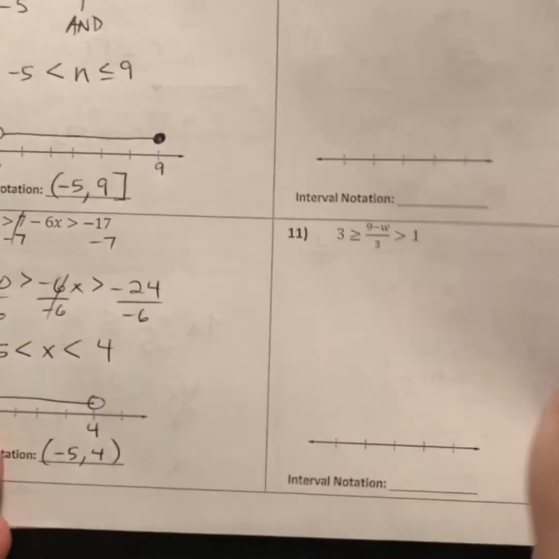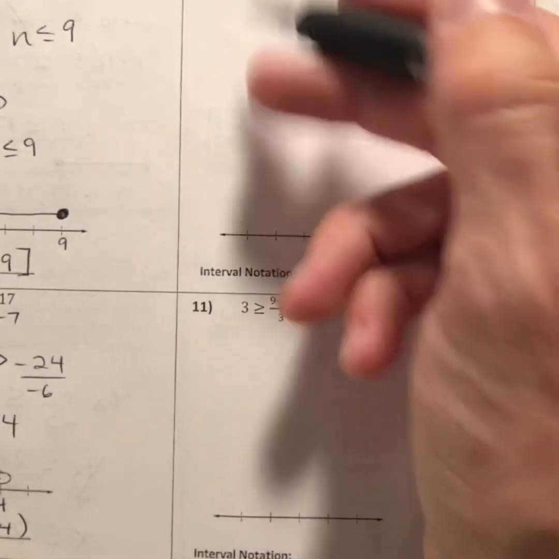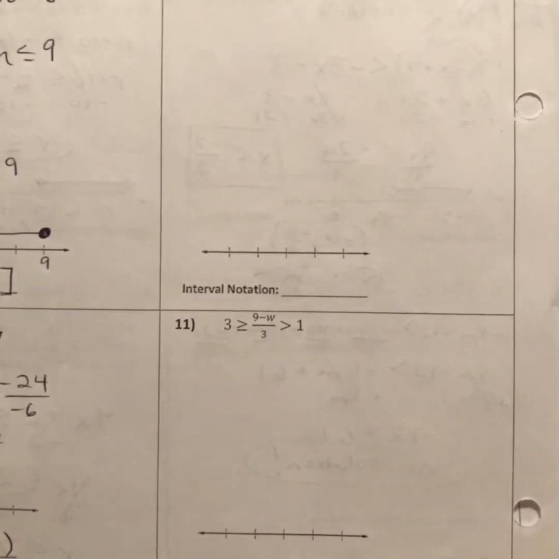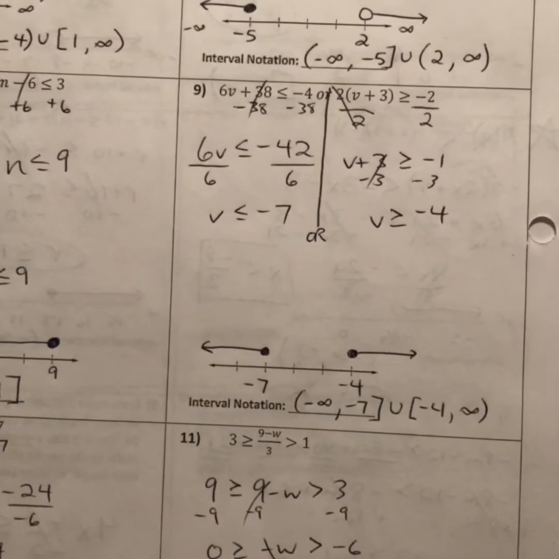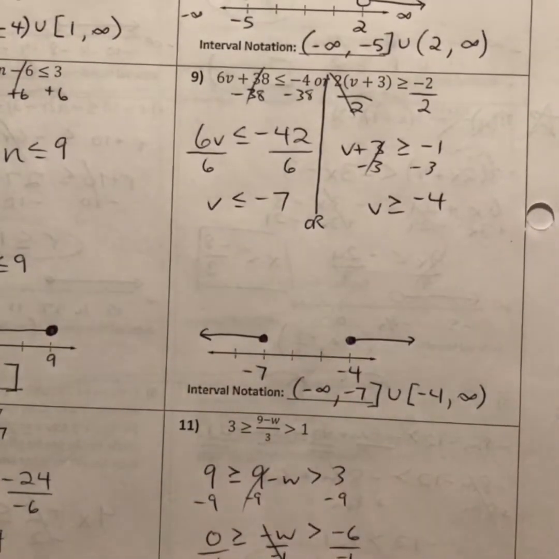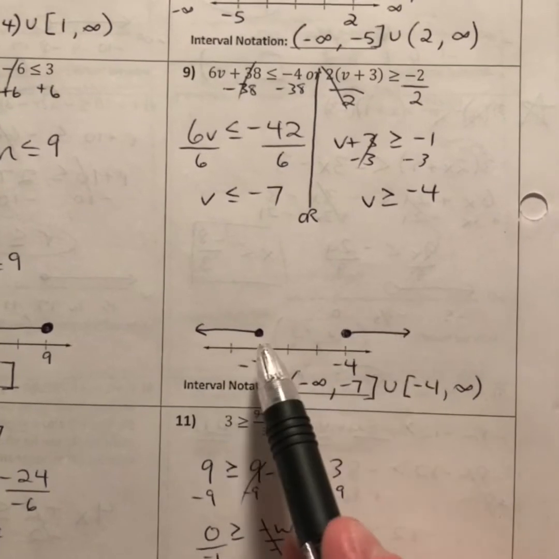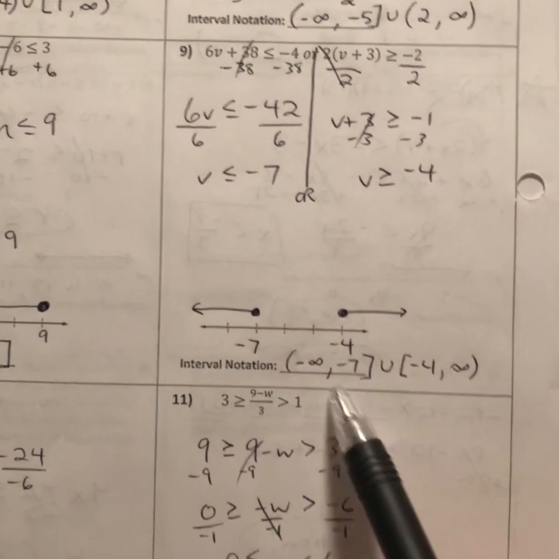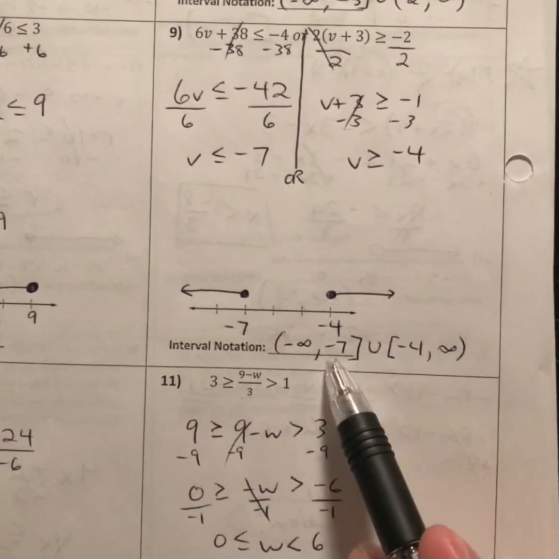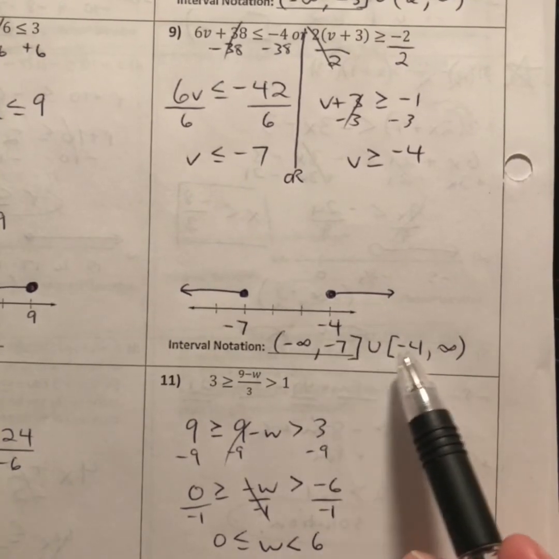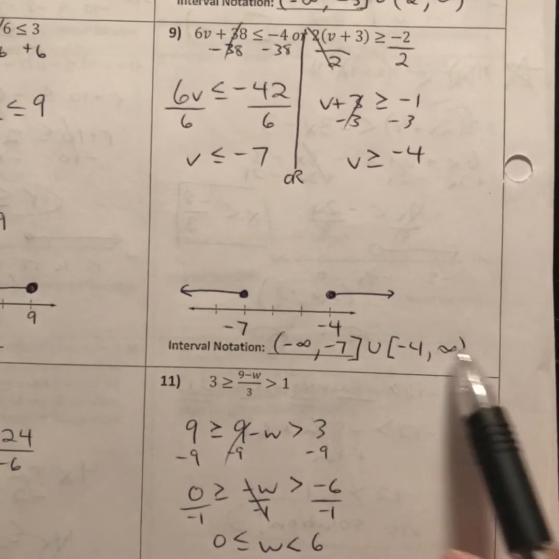Let's pause the video, try 9 and 11, or 10 and 12 technically, and then check your answers. Okay, check real quick. Number 9, we had an or. We should have the graph shading outward. 2 closed circles. Double check your interval notation. Negative infinity to negative 7. Bracket, union, bracket, negative 4 to infinity.